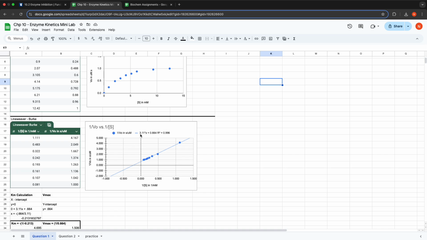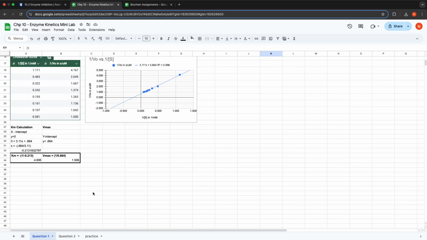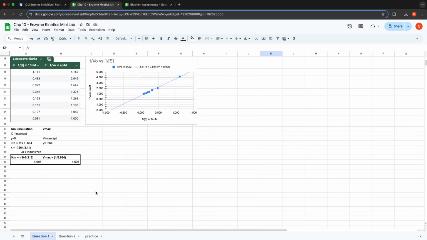And the formula for that line is right here at the top, y equals 3.11x plus 6.664. And so we'll take that data and calculate for Km and for Vmax. We know for Km, we need to ultimately find the x-intercept. So we'll set y equal to 0, and then we will go ahead and solve.